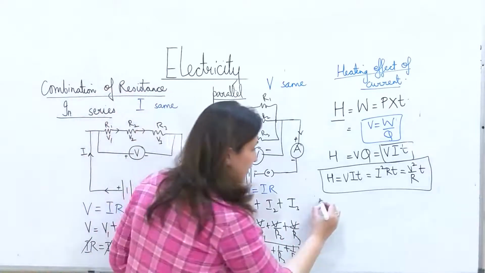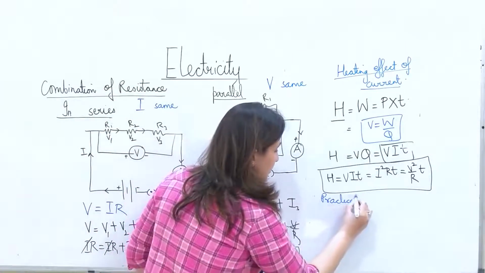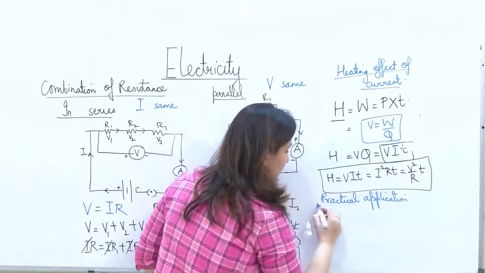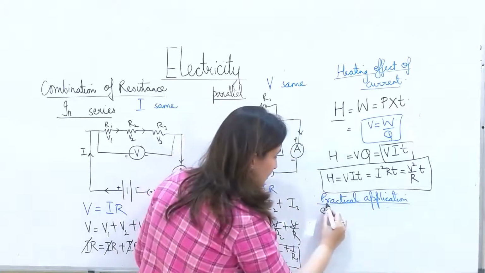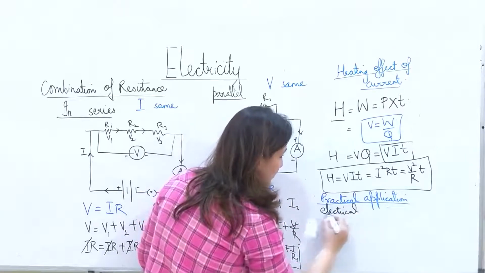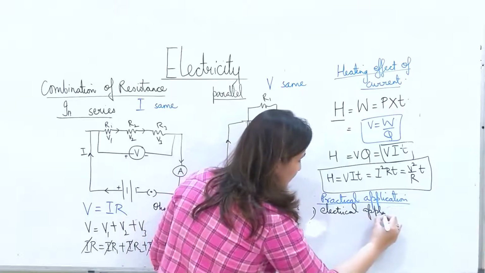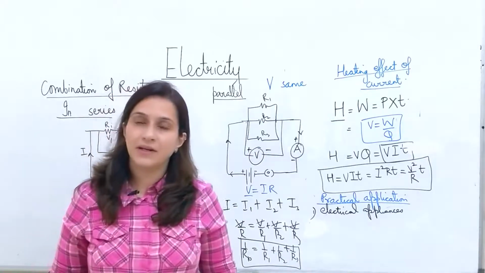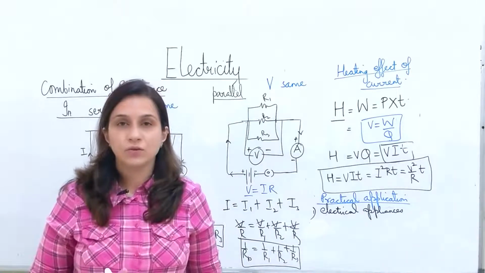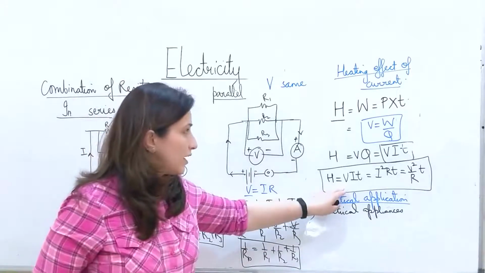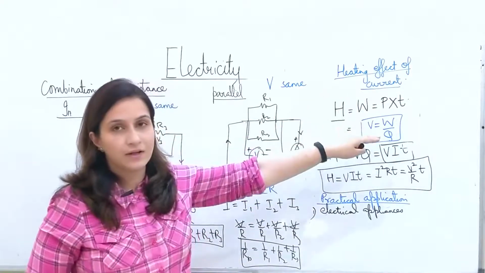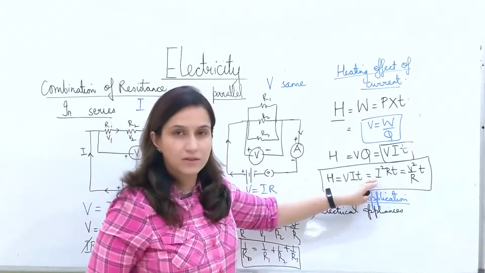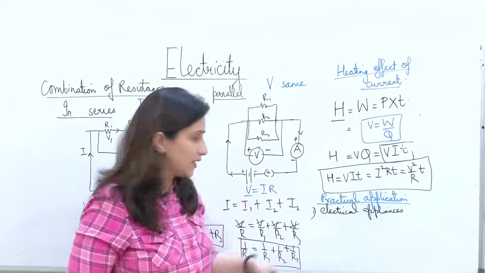And then there is a practical application of this heat energy. First, it is used in electrical appliances. You must have seen in case of heater and geyser, electric energy is converted into heat energy. So all these appliances are based on Joule's heating effect of current. The more current, the more heat will be generated. This is dependent upon the square of I. I hope it is clear with everyone.